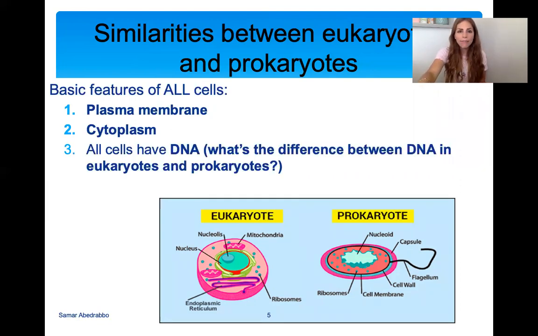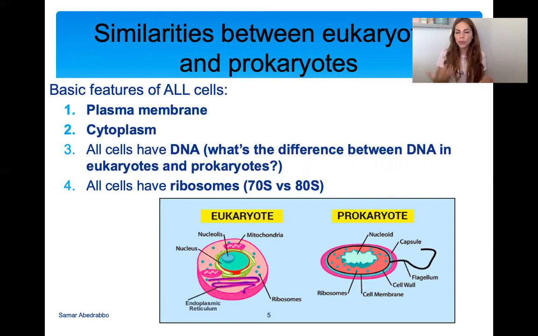All cells have DNA, but remember there is a difference between eukaryotic and prokaryotic DNA. Prokaryotic DNA is just one circular chromosome. In eukaryotes, the chromosomes are paired and linear. But just to make it easy, on a test you will write all cells have DNA, and then finally all cells have ribosomes. But in prokaryotes, it's a 70S ribosome. In eukaryotes, it's an 80S ribosome. So these are the similarities between cells.